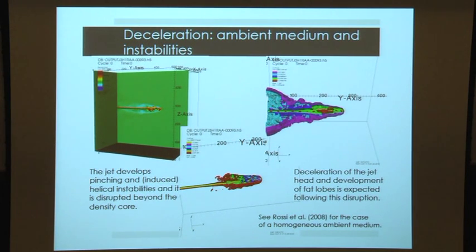Rossi et al. did simulations like this to study the evolution of instabilities in the long term, but in a homogeneous ambient medium. So basically, the most important result so far is that the instabilities induced at the jet base, where we introduce small amplitude oscillations in the jet velocity injection, are able to disrupt the jet at a given distance, which coincides with the drop in density in the ambient medium.